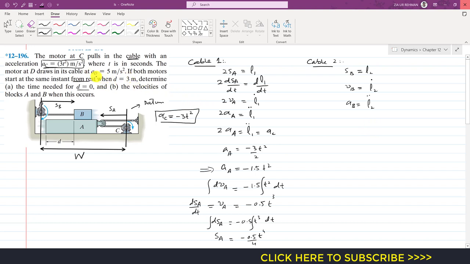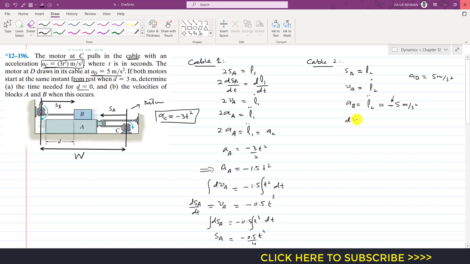So now we are given that the motor at D draws the cable at 5 meter per second square, right? So the change in length of cable 2 is 5 meter per second square. But the motor is drawing the cable towards the left, and towards the right is our positive coordinate of this block B, right? So this means that this will be equal to minus 5 meter per second square, right? Here we are given that this is 5 meter per second square, but since our positive coordinate is towards the right, this means the cable will be drawn towards the left, and the leftwards is indicated by this negative sign, right? So now this is aB.